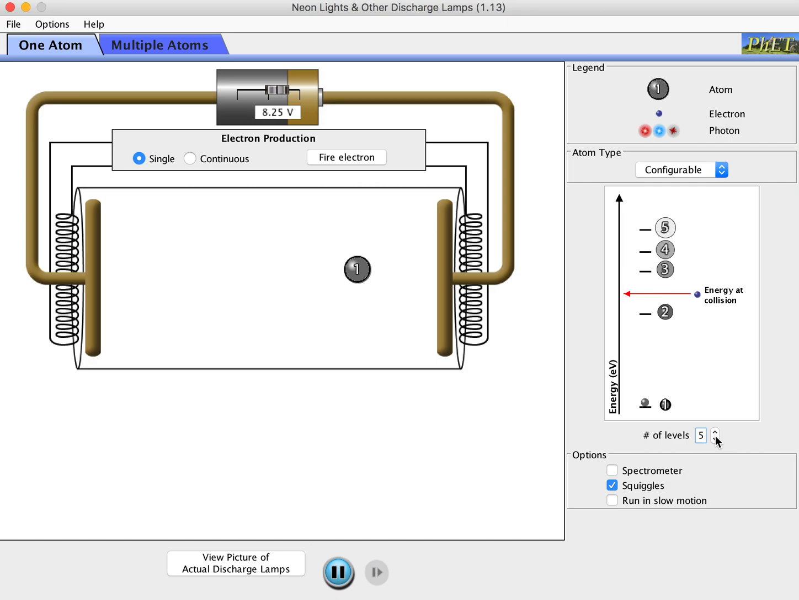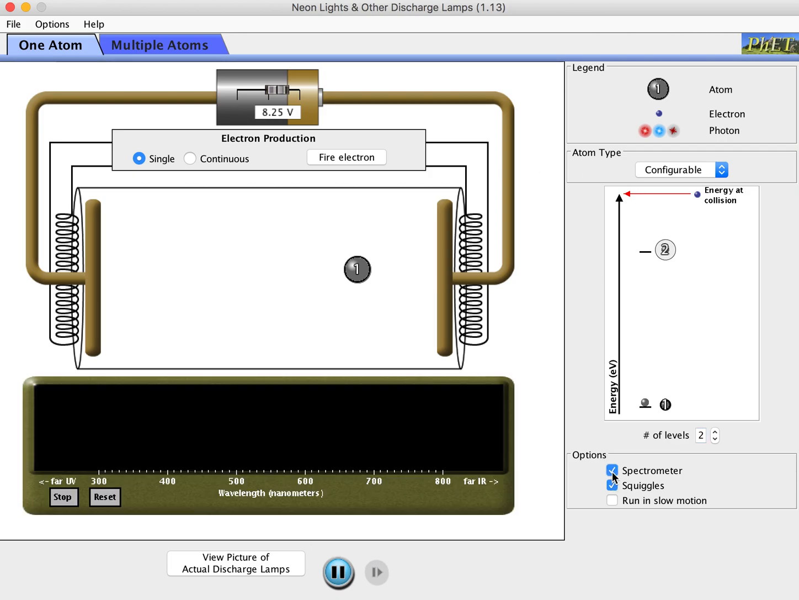So we're actually going to start with this configurable atom. And the easiest possible setting would be an atom that has two energy levels. So I've done two, and two can be anywhere here. I'm also going to turn on the spectrometer, and this is going to give me a visual of the color of any sort of photon that I produce in this interaction.